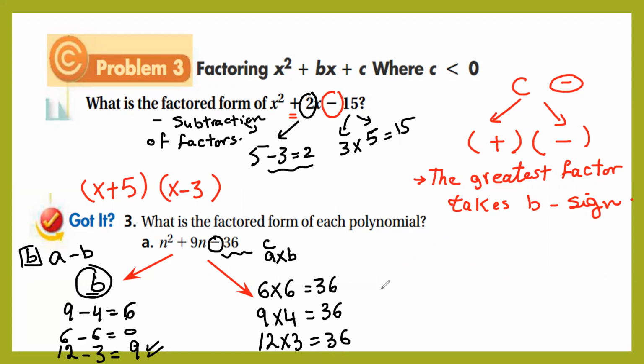So which factors do I use? I will use 12 and 3. So I have here two parentheses. The first parenthesis N, the other parenthesis N, and the first factor 12, the other factor 3. Which one takes the B sign? It is the greater factor, which is 12, and the other takes the negative sign.